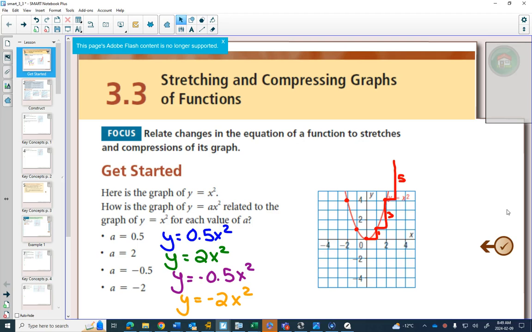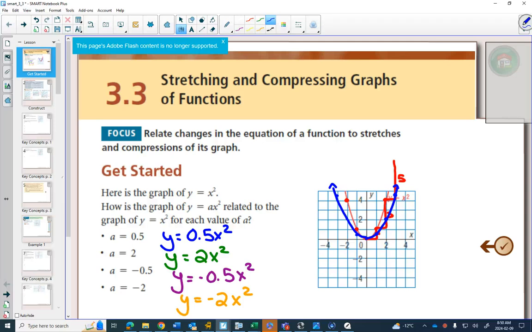Original parabola has this as a pattern. The blue one with the 0.5 out in front goes over 1 up a half, then over 1 up 3 halves, then over 1 up 5 halves. So what's happening, we still have 0, 0. In grade 11, we would have talked about this being wider, because visually that's what it looks like to our eyes.